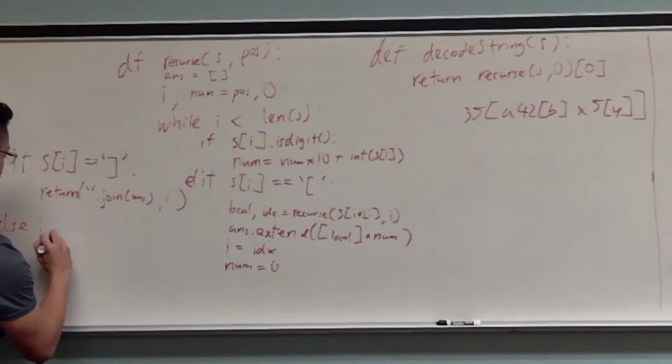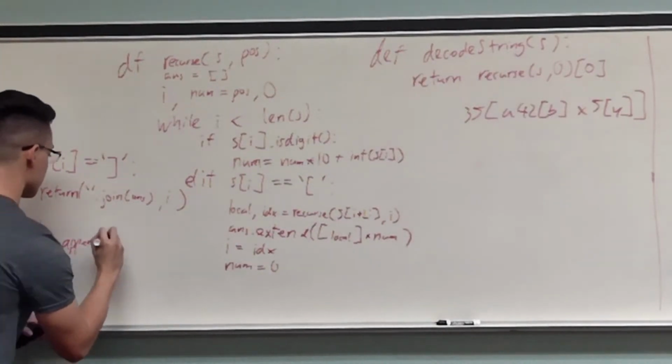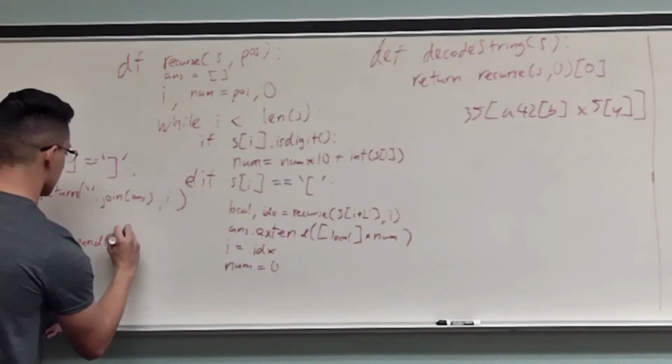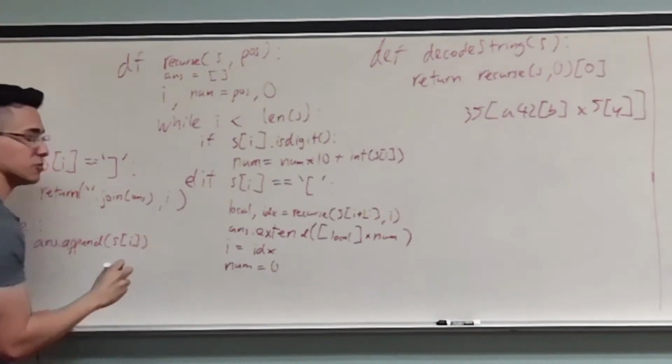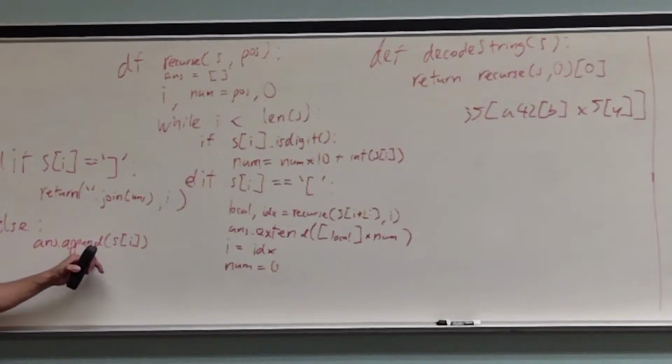So we do ans. Now we use append. And append just means to add a value to a list. Why not use plus? This is actually faster. In runtime, in Python, this is faster than the plus. Because the plus, you have to override the operator of the plus sign in the list class. And that's like a whole lot of things you have to do under the hood.